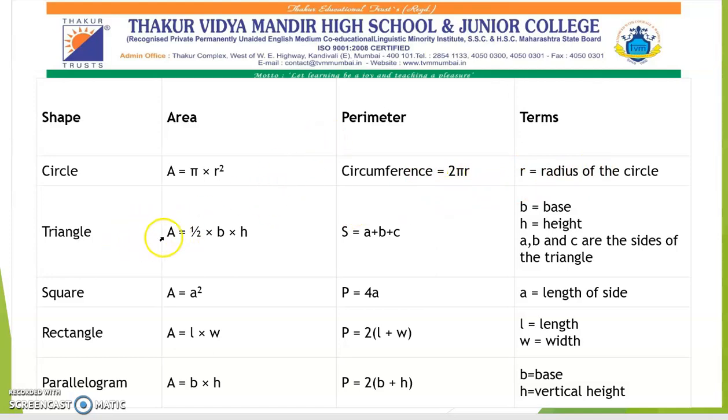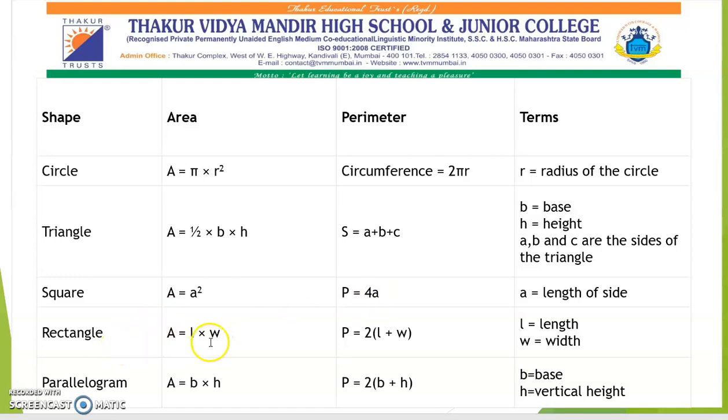Triangle. Area is equal to half base into height. Perimeter S equal to sum of all the three sides. A, B, C are the sides of the triangle. Square. Area of square is equal to side into side. If we assume the side as A, it will become A into A, A square. Perimeter is equal to 4 into side, but the side is given A, so it will become 4 into A, equal to 4A.